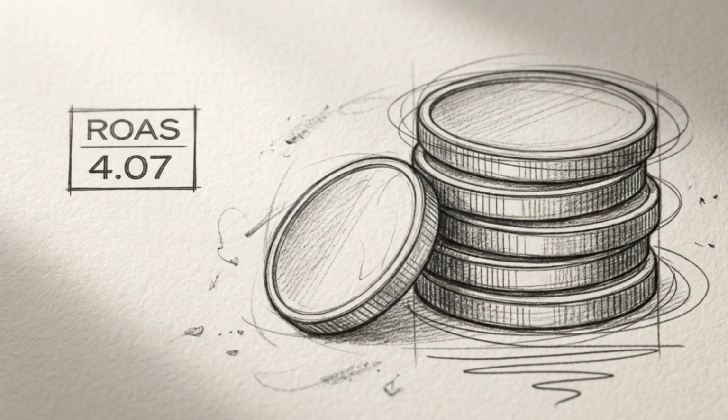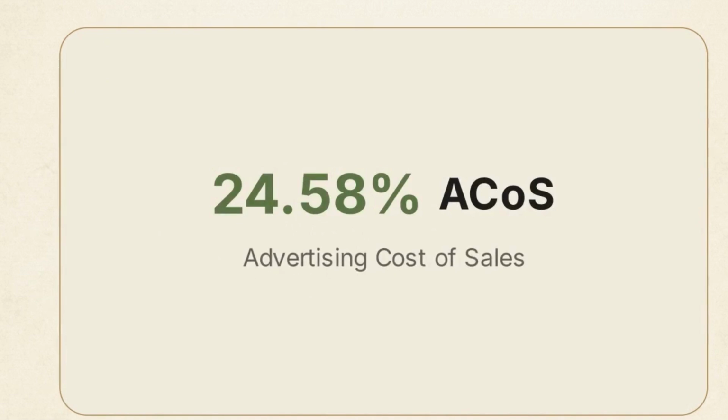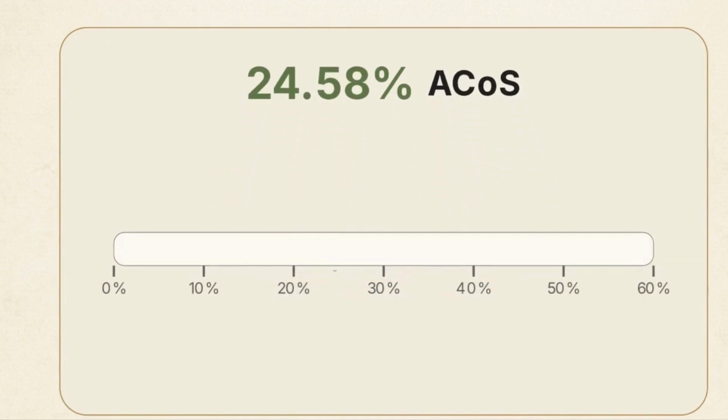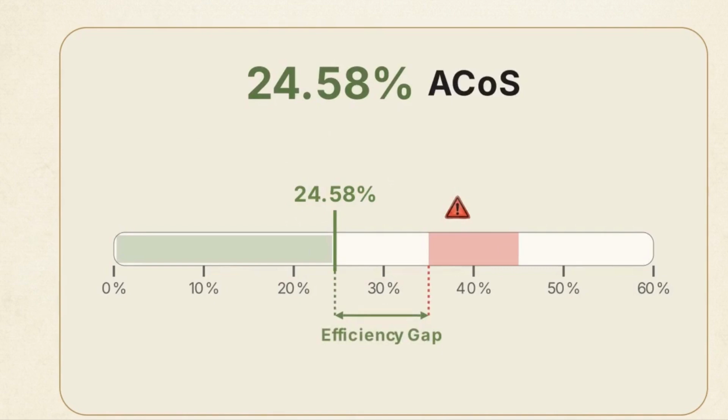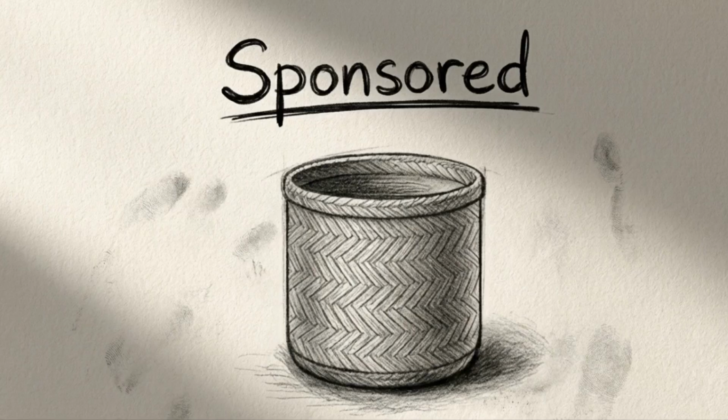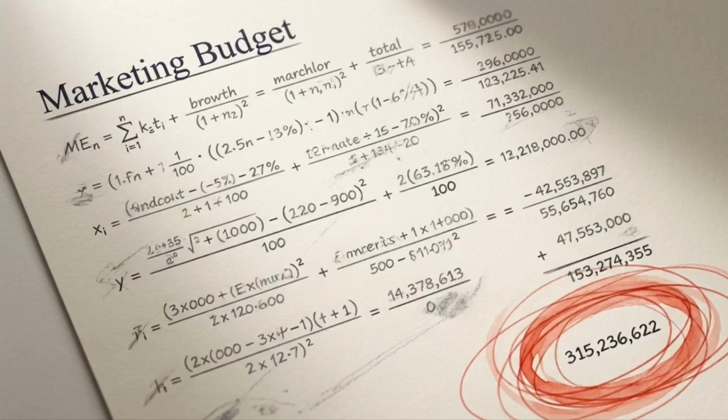rupee invested. The dashboard also shows a 24.58% ACOS, advertising cost of sales, which measures the ratio of ad spend to ad attributed sales. This specific metric puts the account 10 to 20 points below the standard 35 to 45% average for the home and garden category in India. The math here presents a specific problem. Beating the category average by a margin that wide usually requires massive upfront capital to force a product to the top of the search results. Greenarium simply did not have that budget.